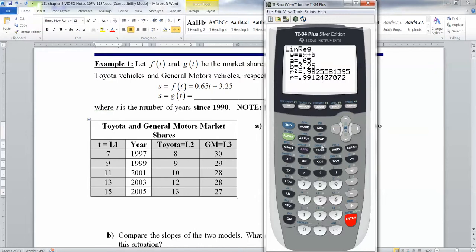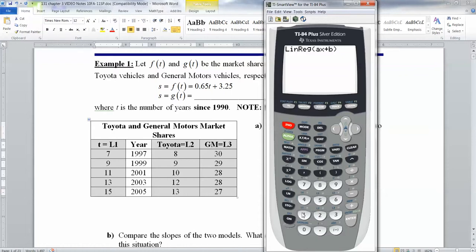Okay, so the calculator by default does linear regression with L1 and L2. So it will automatically do the Toyota one because that's year and Toyota. But if you want GM, you have to do one of two things. Either you have to delete the Toyota out of there and put in the GM. So that's an option. Or you can tell it what to do.